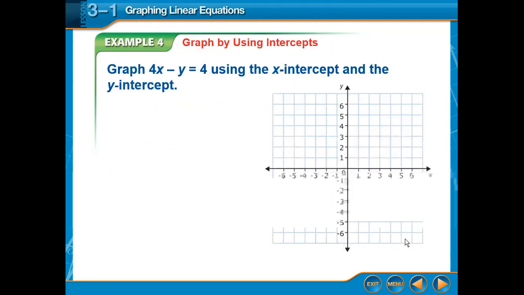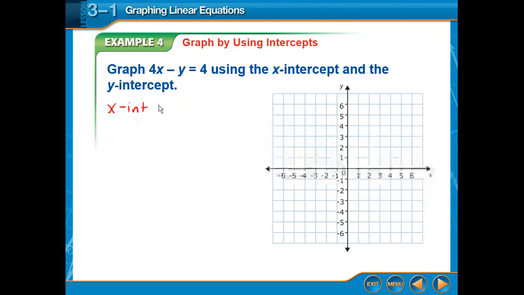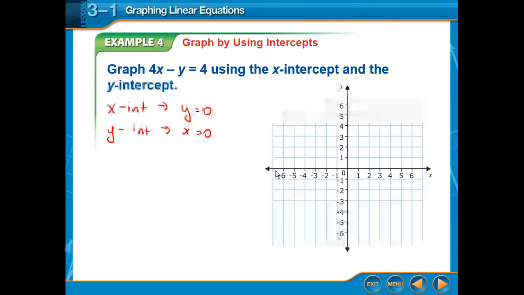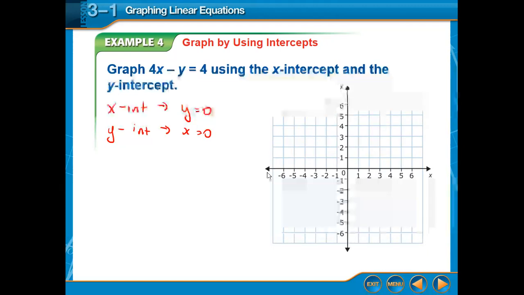All right, graph using intercepts. So like I said before, the x-intercept occurs when y is 0, and the y-intercept occurs when x is 0. Because anywhere along the y-axis, the x value is 0. Anywhere along the x-axis, the y value is 0. So the x-intercept is when y is 0, and the y-intercept is when x is 0.